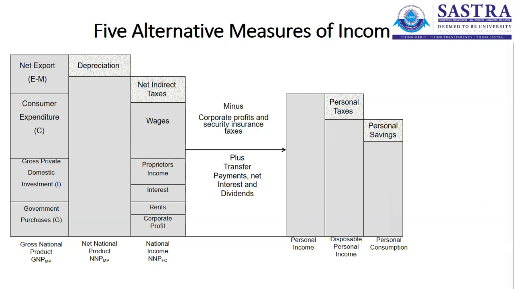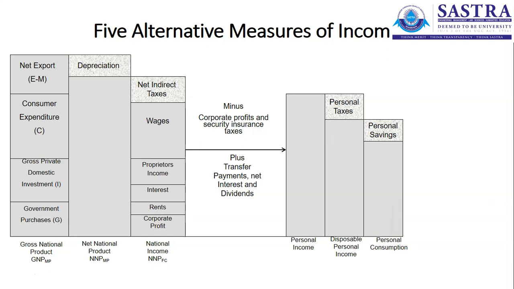The second important concept: from this total value, if we subtract the depreciation allowances, or what we call capital consumption allowances, we get the net national product at market price. In that net national product at market price, if we subtract the net indirect taxes that have been paid, we get the national income.